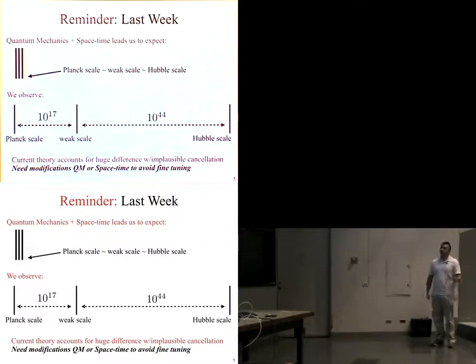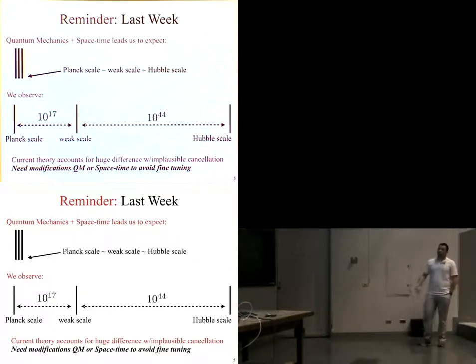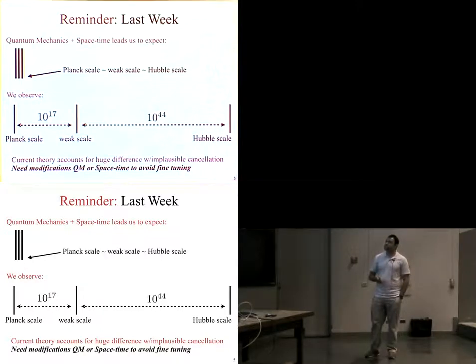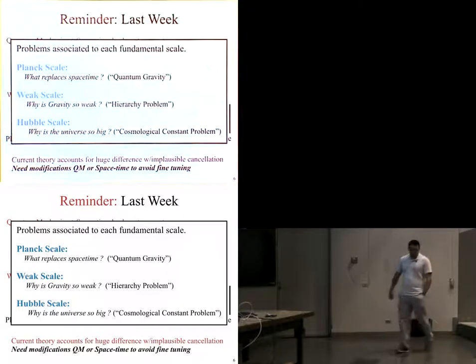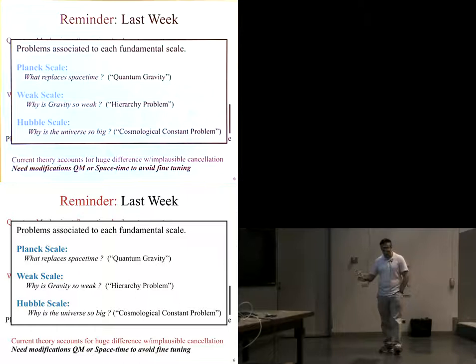But clearly we're missing something deep, right? Really the theory is saying that there's no good reason for why these scales are so big. That's just the way it is. That's the way these parameters happen to be. This is clearly begging for explanation. Okay, and the thing I want to stress again is that it's these basic principles of quantum mechanics and space-time that were so successful that get us into this mess. And so just naively, if we want to avoid this picture, it looks like we need either modifications of quantum mechanics or space-time.